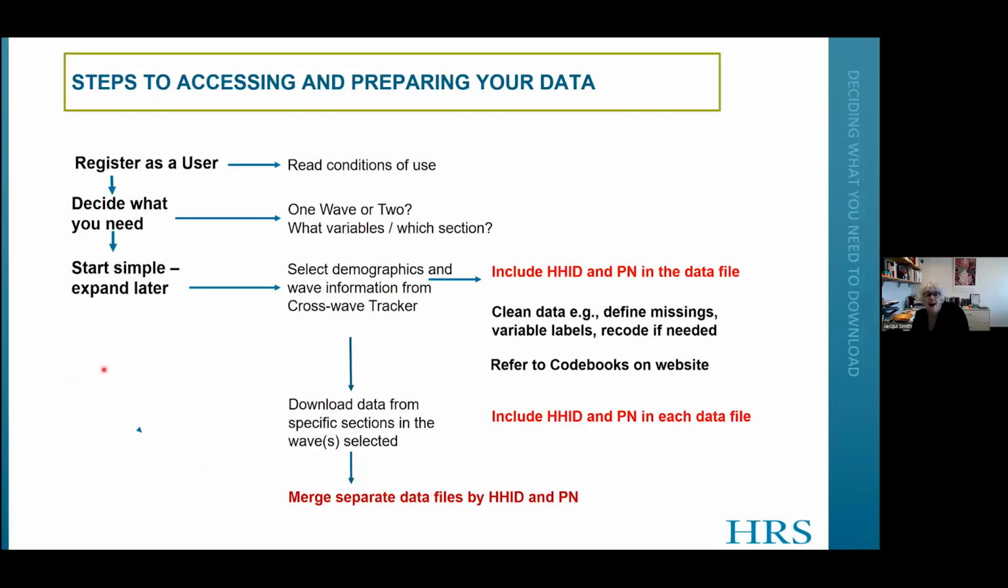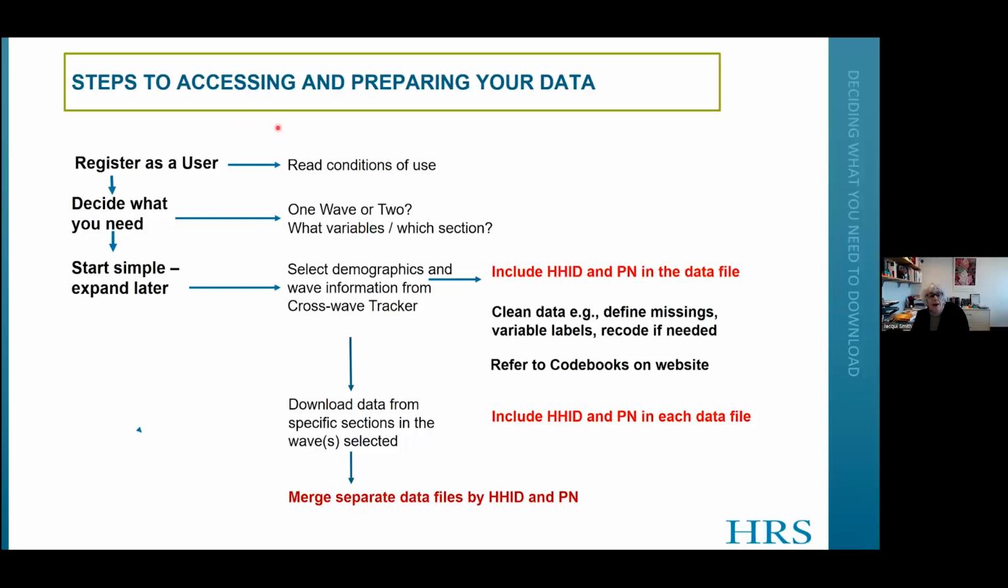Okay, so I tried to do a sort of flow chart of maybe how you would start accessing these data and putting your samples together. So first of all, you register as a user. You don't have to register just to look and explore all the website, right? You don't have to register. But if you want to have some data, you do have to register. And that's pretty easy. You just put in your name, your email, read the conditions of use. That just means, you know, you're not going to like try to identify somebody in the sample or something like that.